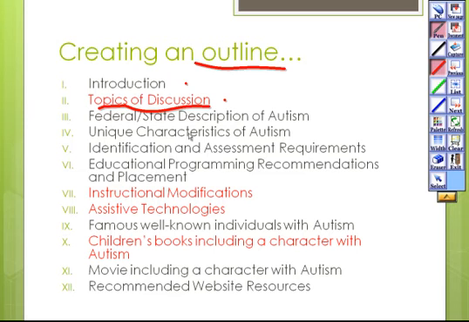be listening for. Some other things like the federal and state description, unique characteristics are also mentioned with this presentation, as well as assistive technologies and children's books, including a character with autism. And that's a really neat resource to go ahead and research early on within your degree program, because it helps us to find resources that we can bring in to our classroom and incorporate with our students who have disabilities and even who don't have disabilities, but it'll help them understand the disabilities categories.